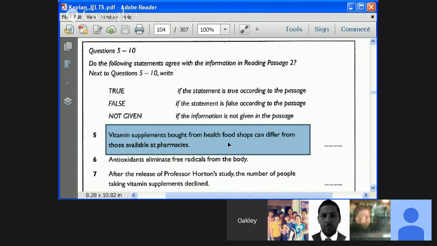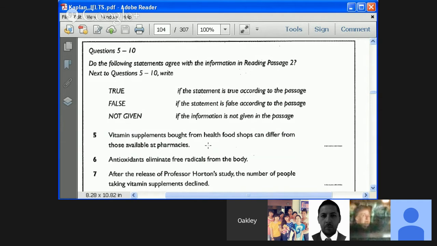Are supplements bought from health food shops different from pharmacies? That's the question. If the answer is true, then the answer is true. If not, then not. Okay, Ibec, what keyword can I search for to find this information?